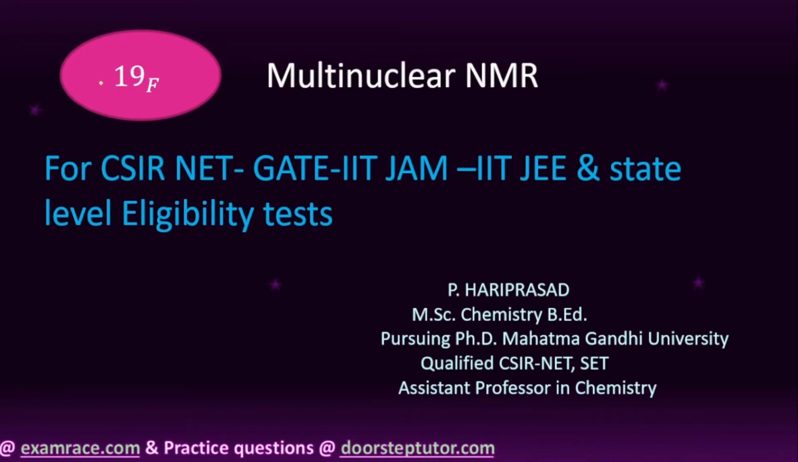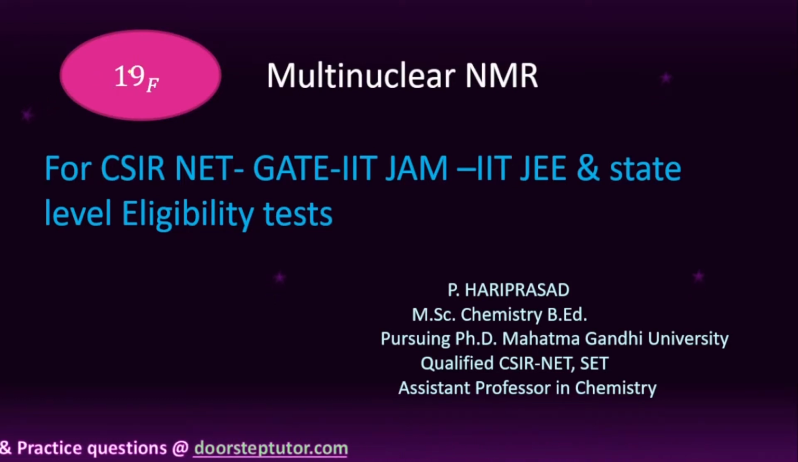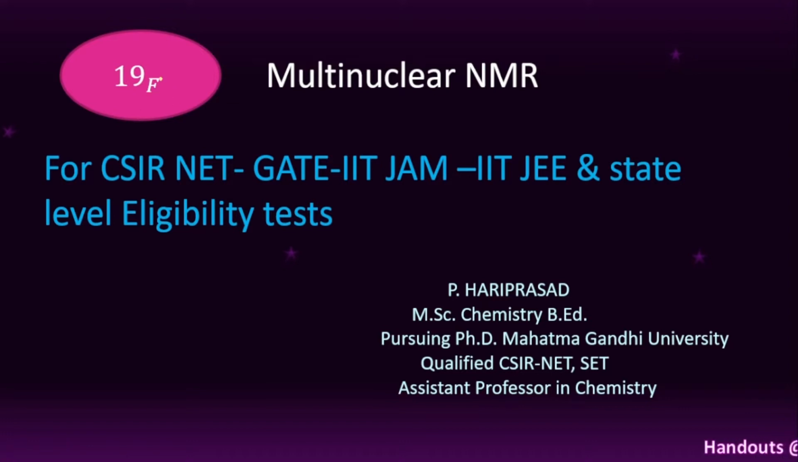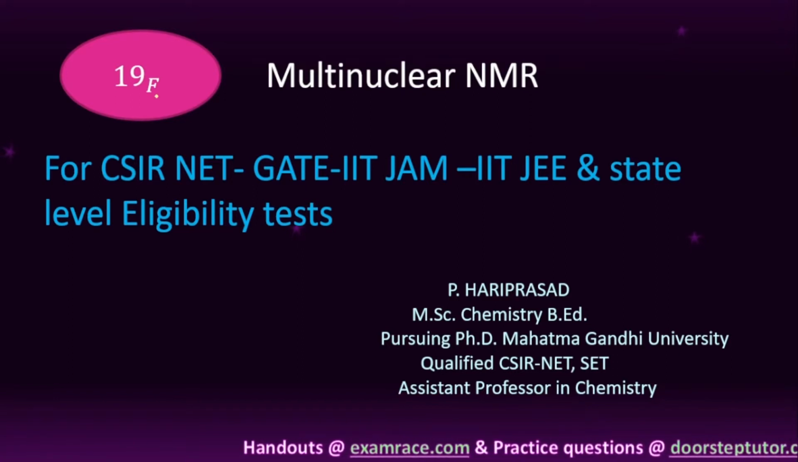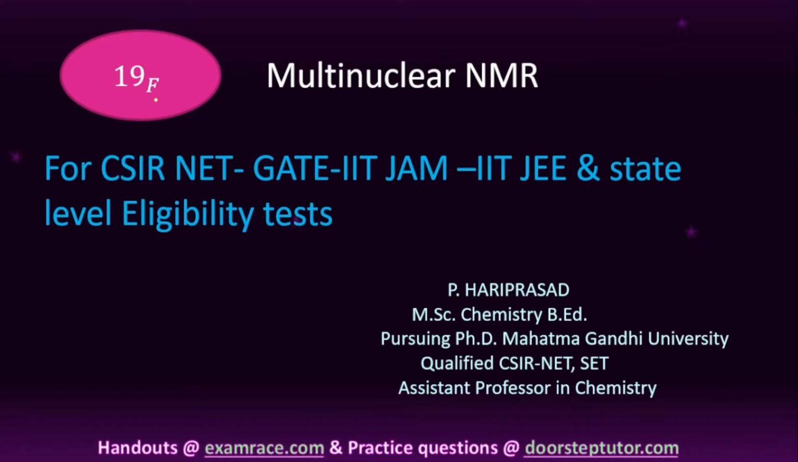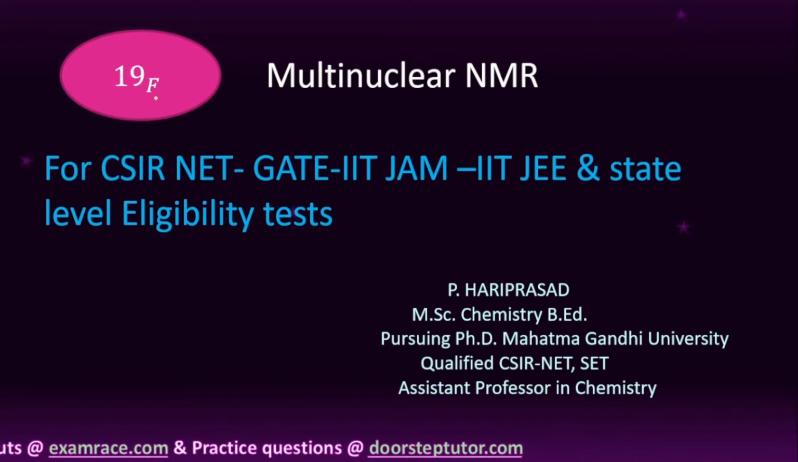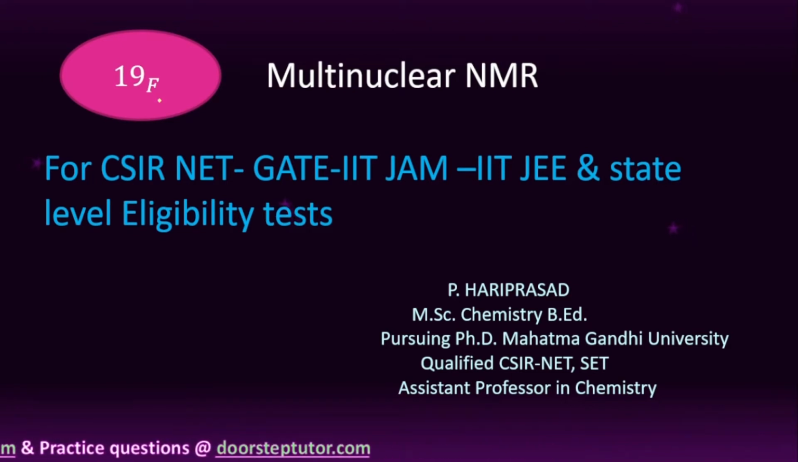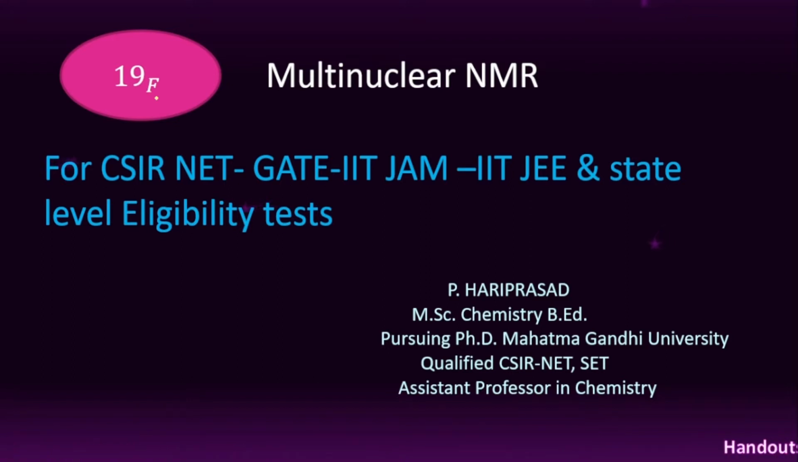So today's session we will discuss a very important topic in inorganic spectra of metal complexes of multinuclear NMR. Here we will discuss some very important examples of F19 NMR spectroscopy: the examples of BrF5, PF5, SF4, BF4 minus and ClF3 molecules. These examples are very important from the competitive examination point of view.